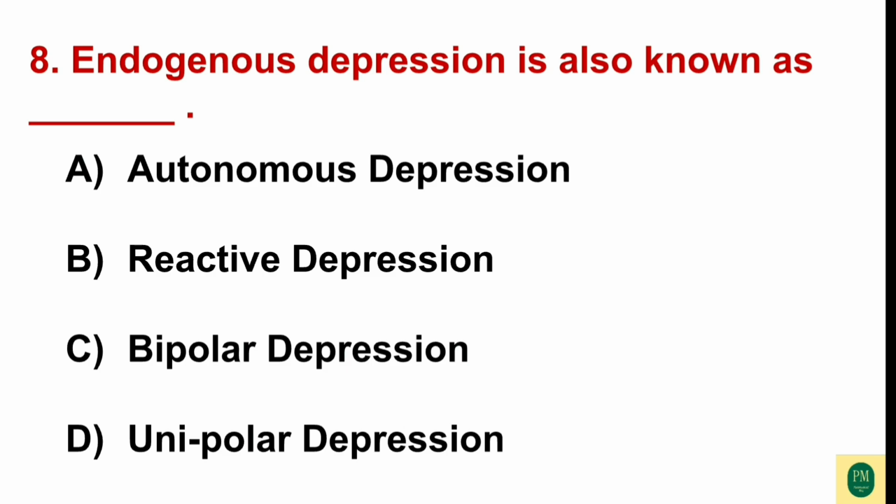Endogenous depression is also known as dash. Option A. Autonomous depression. Option B. Reactive depression. Option C. Bipolar depression. Option D. Unipolar depression. The correct option is option A. Autonomous depression.